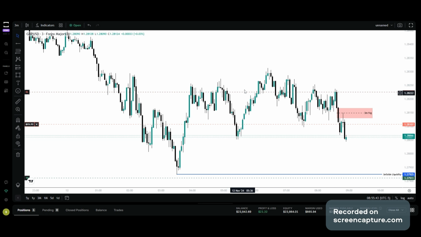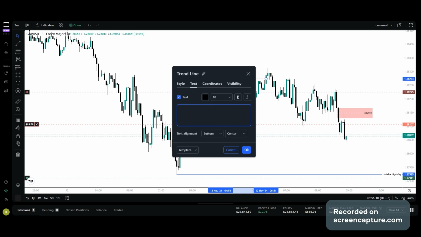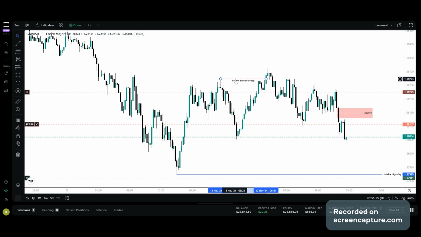So the high that was formed, and the high that I'm speaking about now is the high that was formed between 2 a.m. and 5 a.m. So that's like the heart of the London session. So this high right here that was formed at 4:54, that high was swept. So this is actually a London buy side sweep.